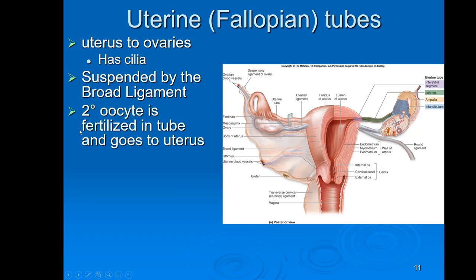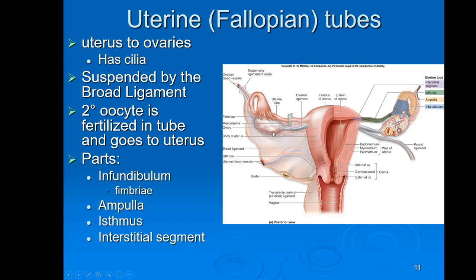Like I was saying earlier, a secondary oocyte is generally fertilized in the fallopian tube and then goes to the uterus to implant into the uterine wall. Parts of the fallopian tube will come over here where you can see the different colors. We have the infundibulum, which is this blue part, with these little finger-like projections. You can see them over here too. These are called fimbriae, and they help guide the egg after ovulation into the tube.